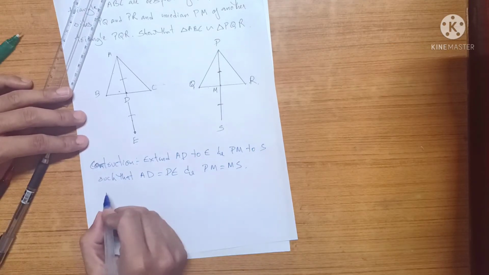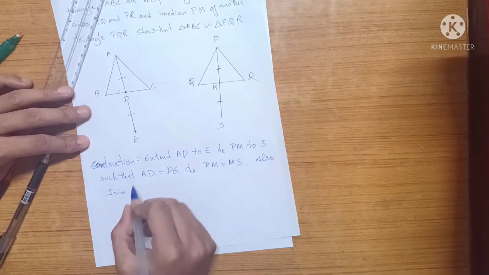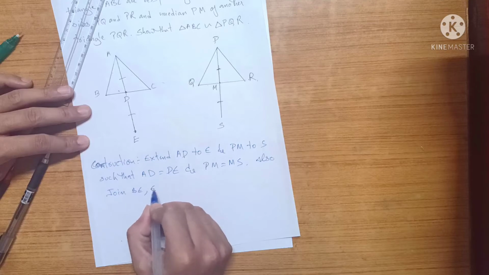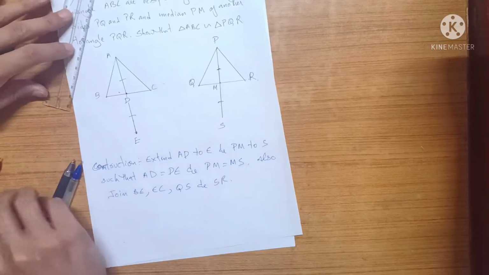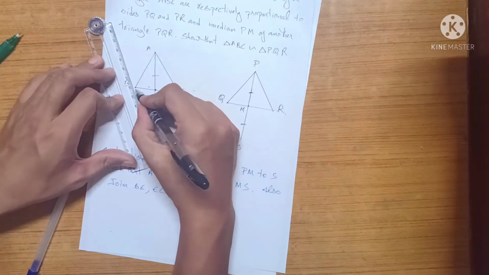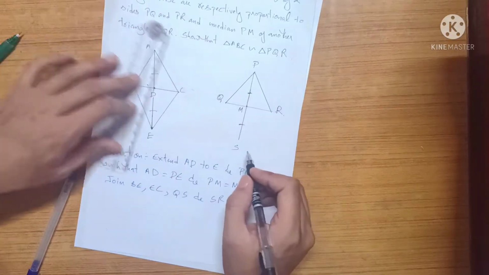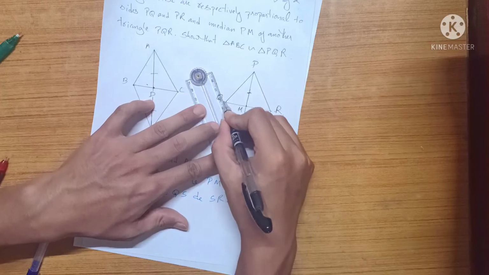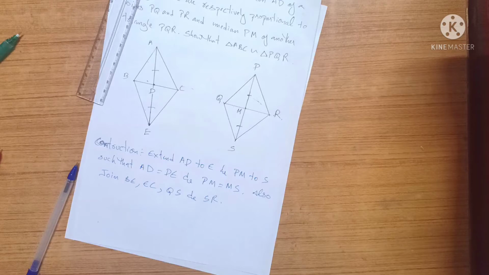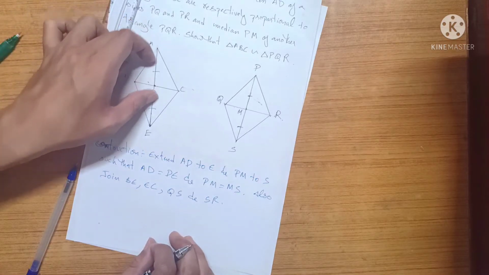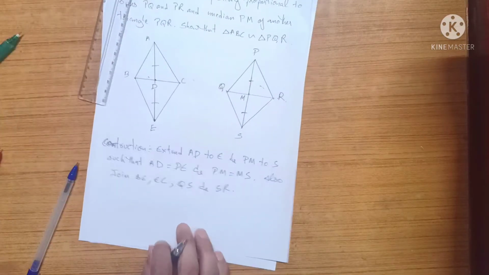After that, we're going to join BE, EC, QS and SR. So we're going to join all these points together, forming a quadrilateral. So I'm going to join this, and then this, QS and QR. That's it. For the construction, you just remember that this has been stretched out, extended, and we make this equal to this equal to this, and then we join the other points.